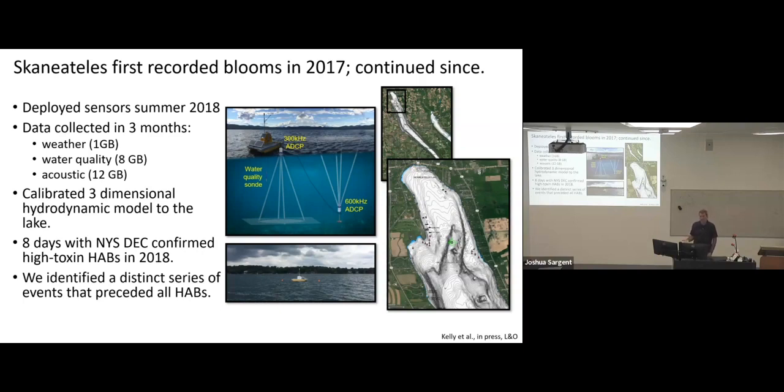And so we deployed sensors in 2018 to try to understand what was driving these harmful algal blooms. We deployed a vertical profiler with ADCPs, acoustic Doppler current profilers, top and bottom of the water column. It collected weather, water quality, and acoustic data, that's the ADCP data. Then we calibrated a three-dimensional hydrodynamic model to try to understand mixing dynamics. When we had our sensors out, there were 8 confirmed toxic cyanobacterial blooms in the lake.